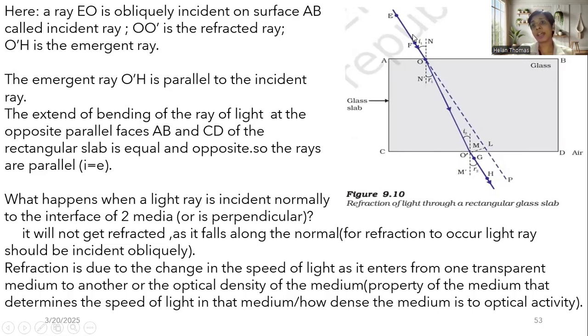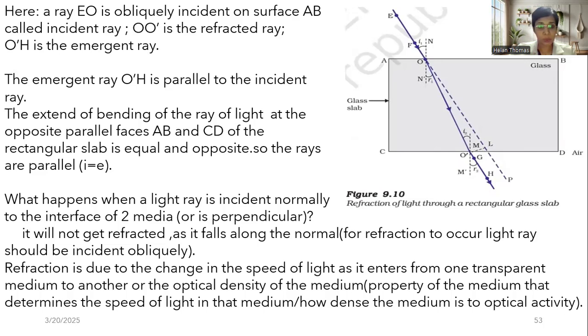In this case, the molecules are loosely packed, so light can move freely. And here in the denser medium, light will not move freely because the molecules are closely packed. So this property of that particular medium is called the optical density of that medium. It is the property of that medium that will determine the speed of light in that medium. So in a rarer medium, the optical density is less, so the light will freely flow. In a denser medium, the optical density is more, so light will not easily move through.